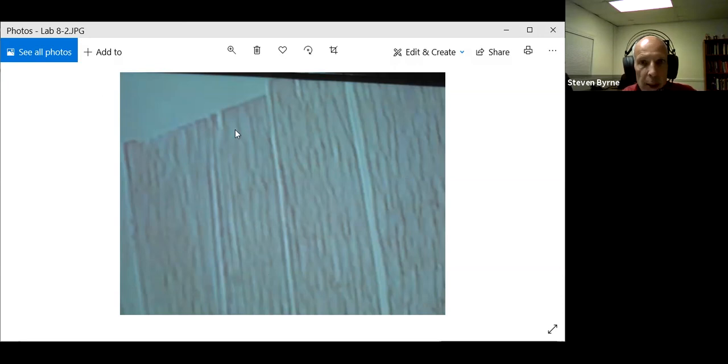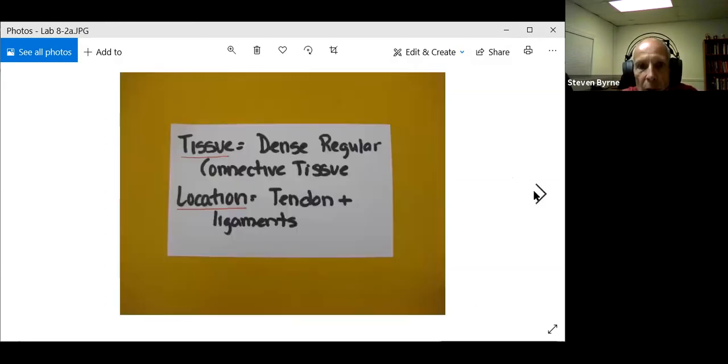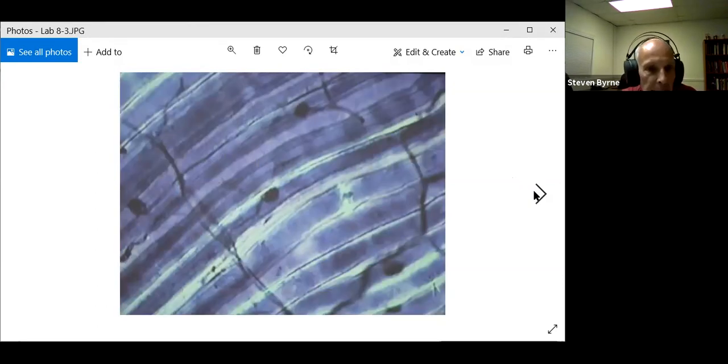So this is what a ligament would look like. It's dense regular CT. CT stands for connective tissue. So dense regular connective tissue is in tendons and ligaments. I like this slide. I like this slide.